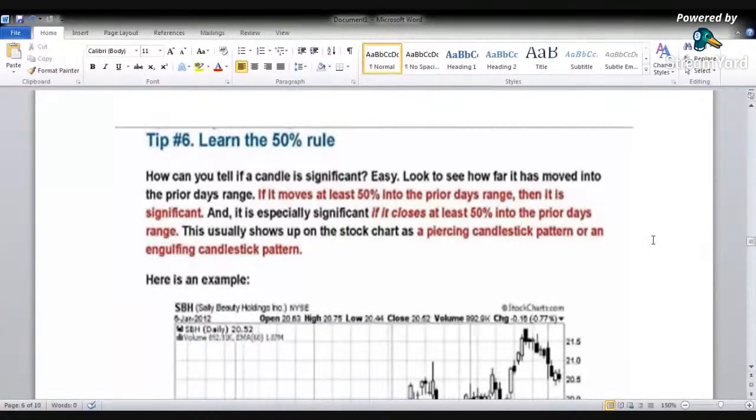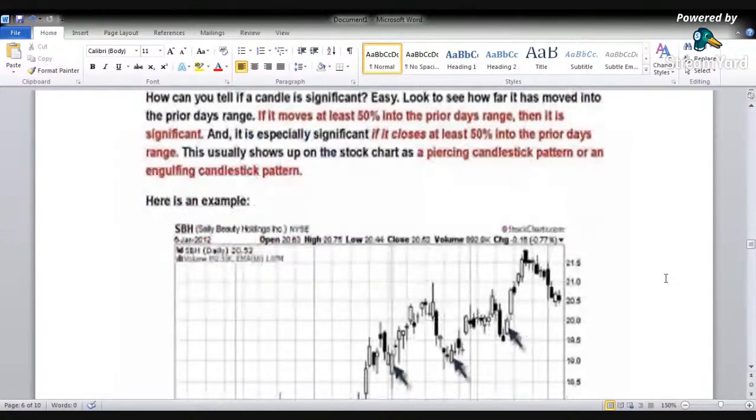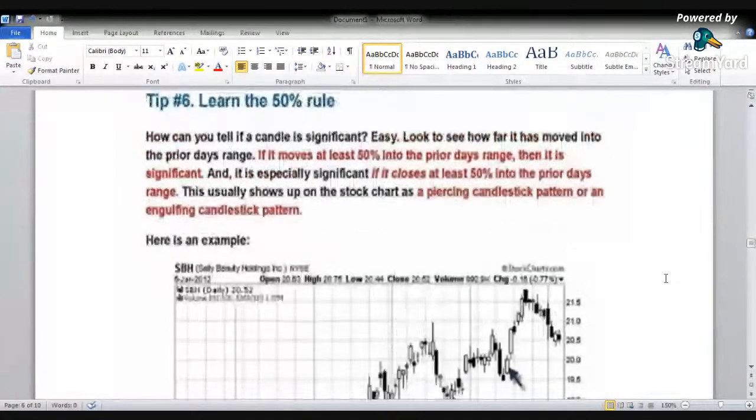How can you tell if a candle is significant or not? Look to see how far it has moved into the prior day's range. For example, like this, if it moves at least 50% into the prior day's range, then it is significant. Okay, if it closes at least 50% into the prior day's range, this usually shows up on the stock chart as a bearish candle pattern or engulfing candlestick.